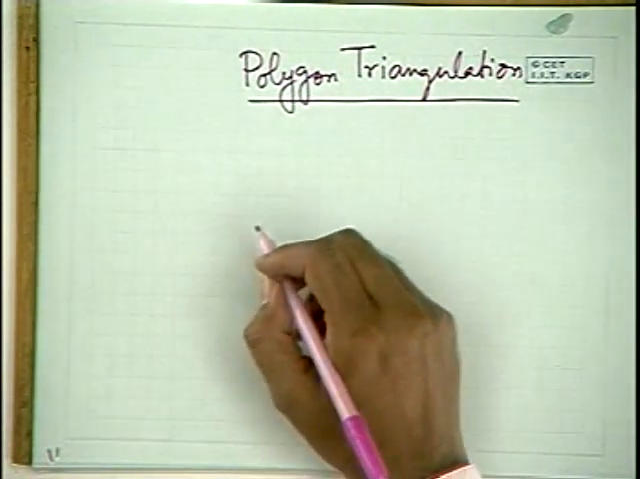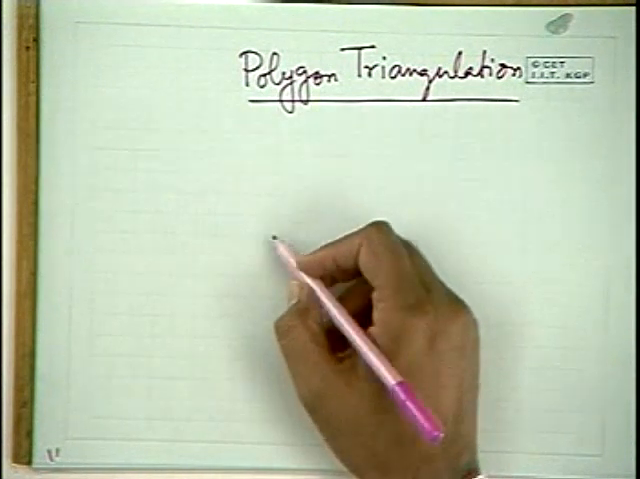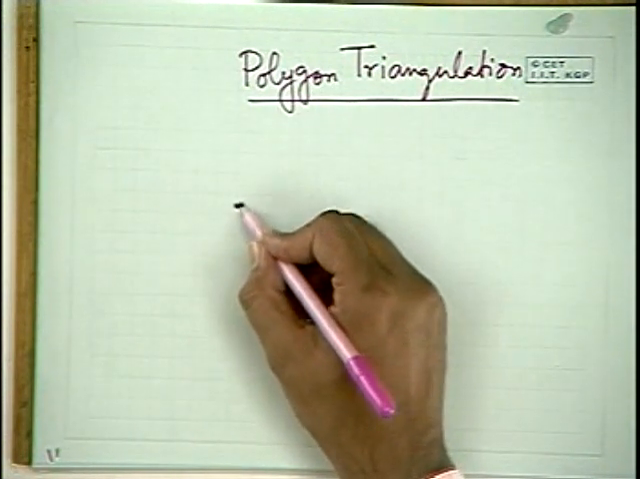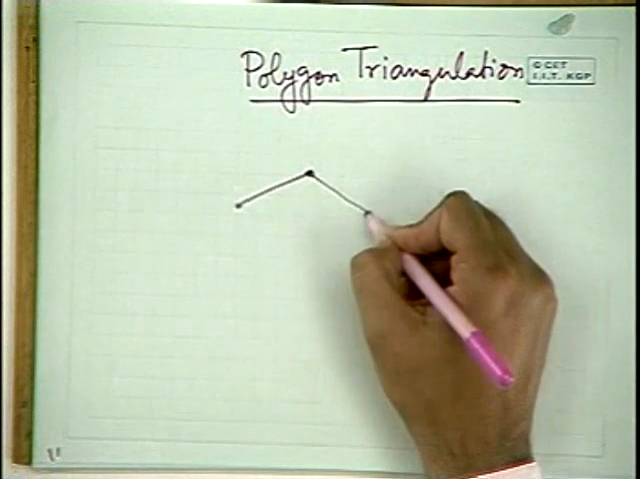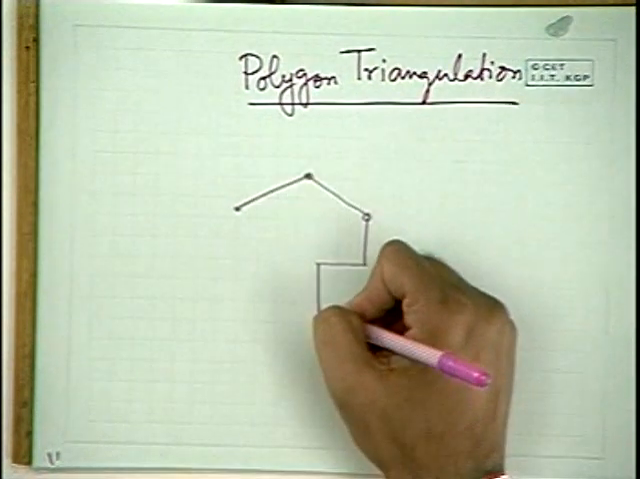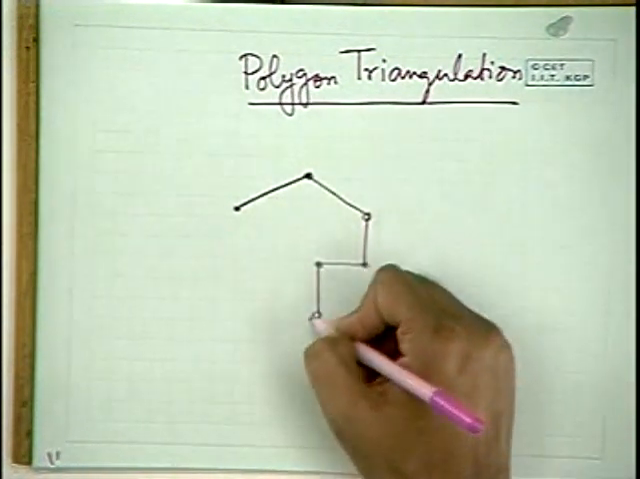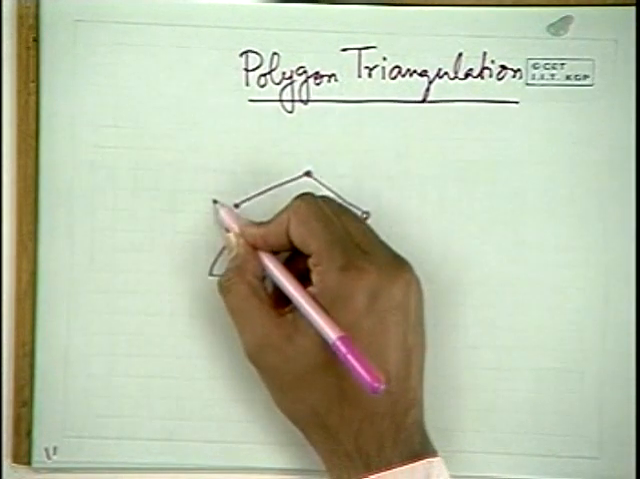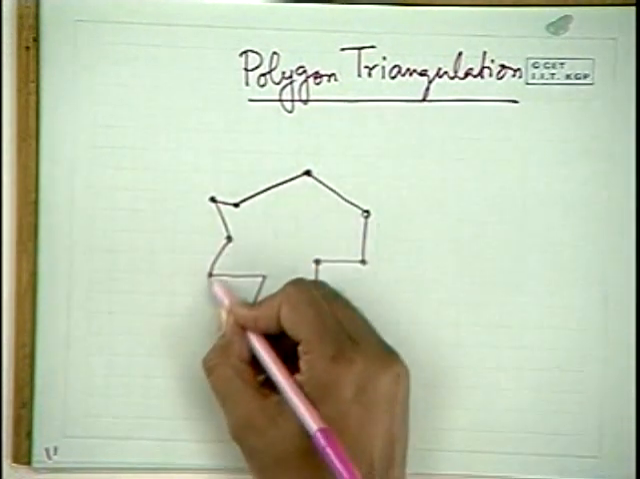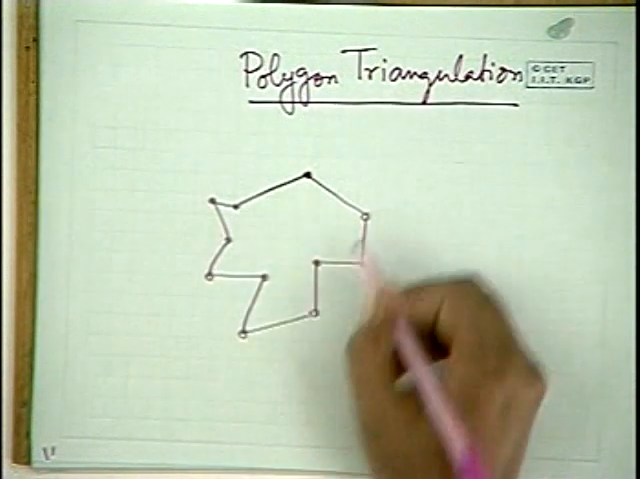You must already have an intuitive idea of a polygon. So it's a set of vertices and edges such that it bounds a region in a plane, roughly speaking. So this is the definition of a polygon. So here I am drawing one polygon. You can see here is a polygon.